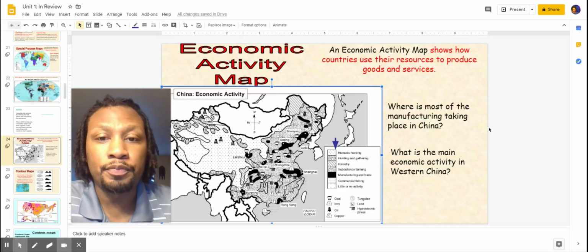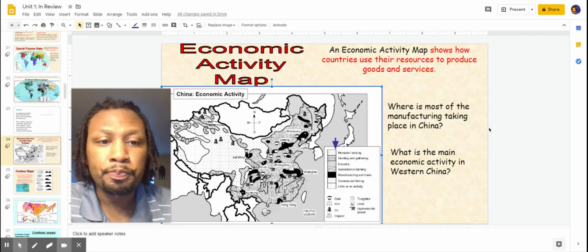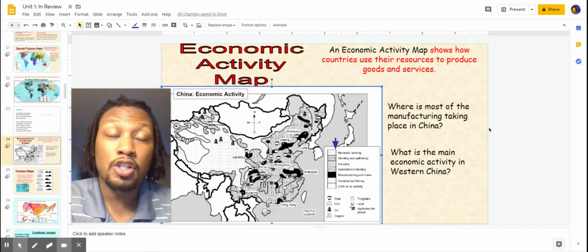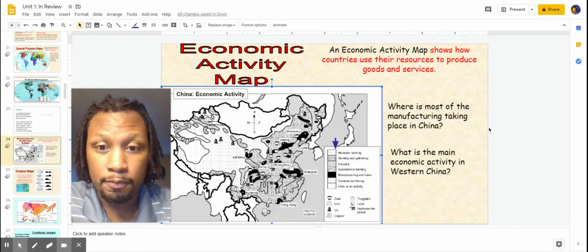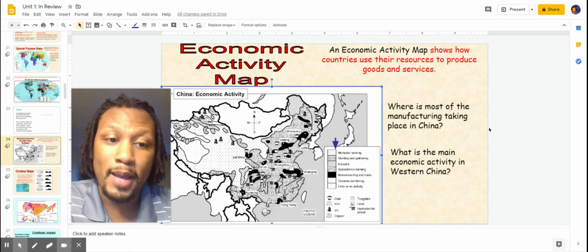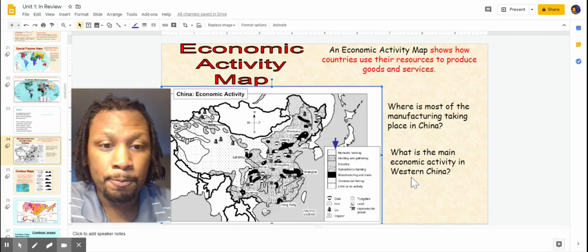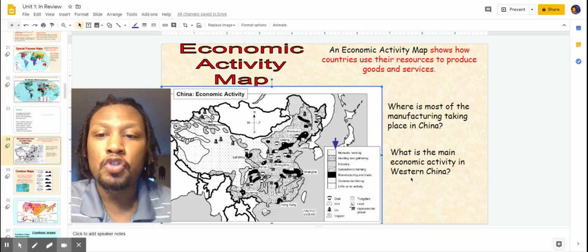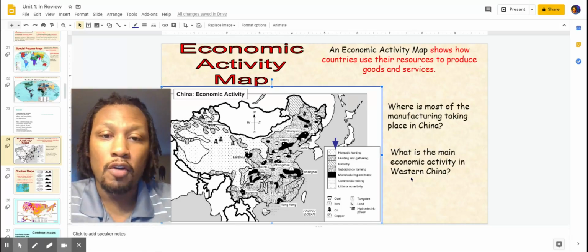Okay? It's basically what you should do. Now, we have learned already today and in the past where north, south, east, and west is located. So that goes back to this question right here because it's asking about Western China. All right, what is the main economic activity in Western China? So, where do you suppose you will find the economic activity of Western China?